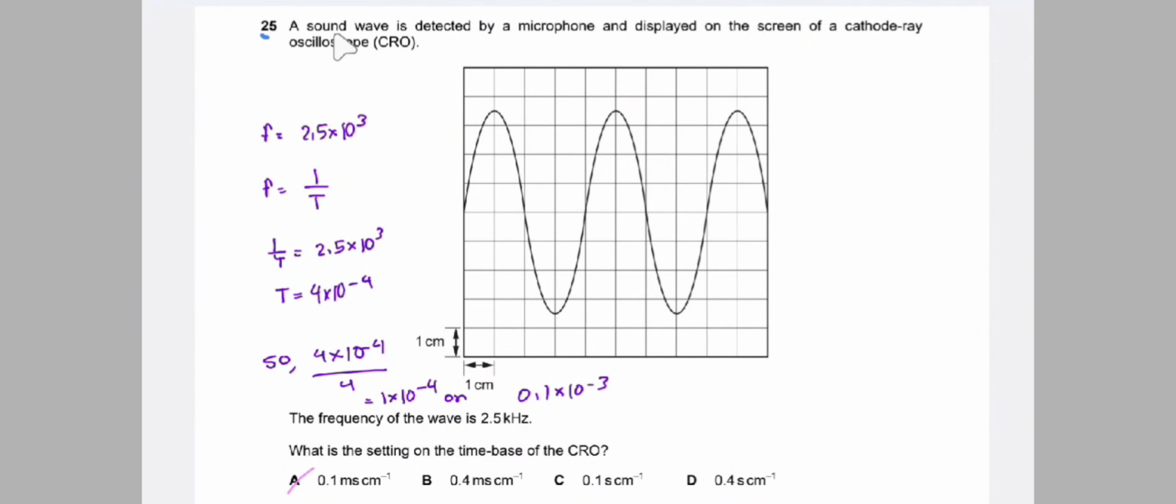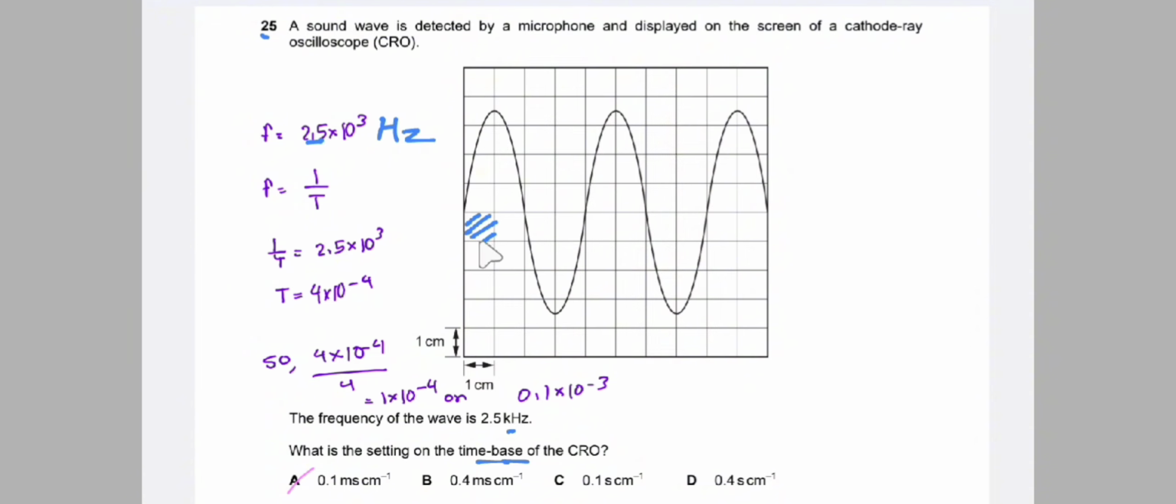Question number 25. A sound wave is detected by a microphone and displayed on the screen of the CRO. The frequency of the wave is 2.5 kHz. So we have been given the frequency, that is 2.5 kHz, where kilo is 10 to the power 3. So 2.5 into 10 to the power 3 Hz. So we know the value of frequency. What is the setting on the time base of the CRO? The time base means the time for one box.